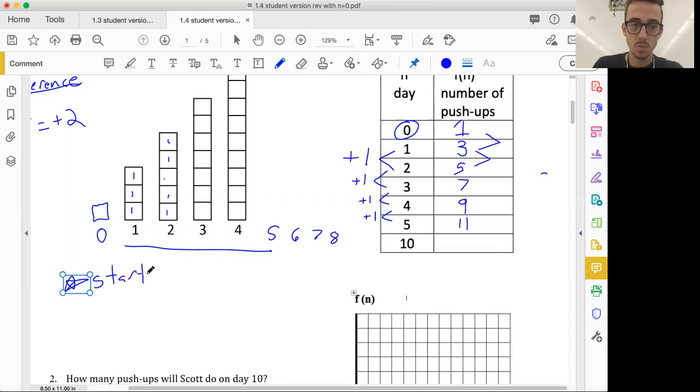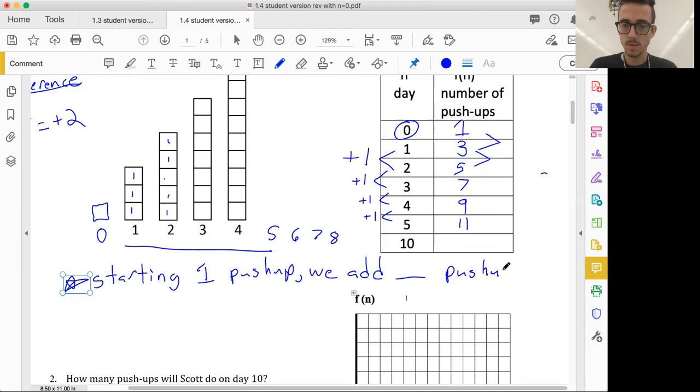we're starting with 0. Starting with 1 push-up. We add how many push-ups every day? Hopefully you're saying 2. So we've practiced working with this in words. We're kind of doing the same thing here.